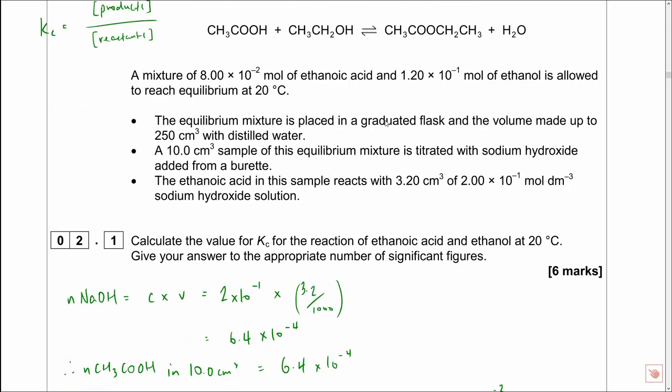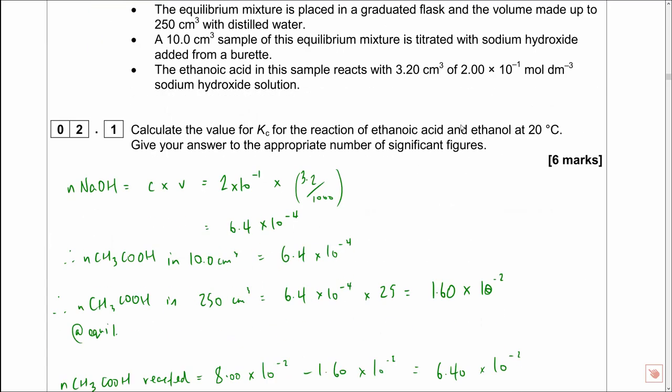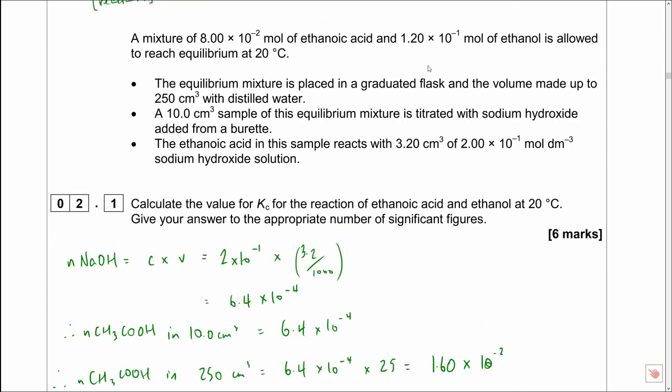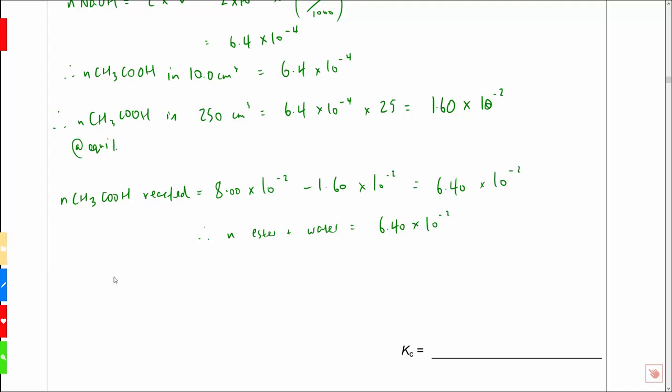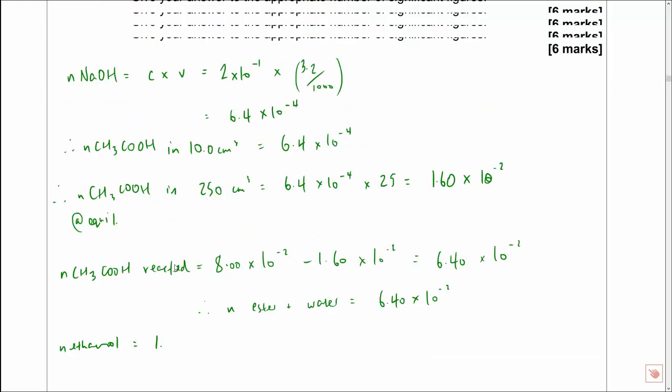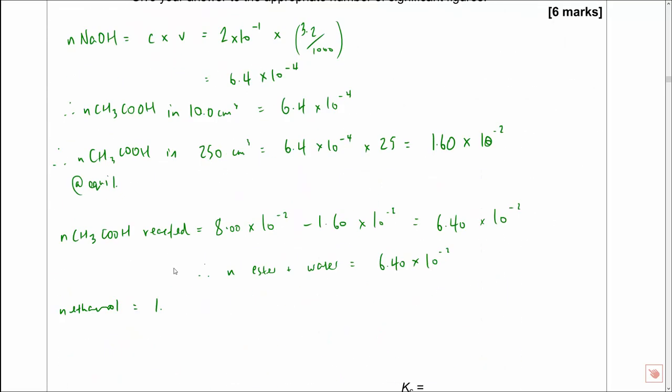We also need to say, right, so my ethanol. Sneaky different bit of unit there. So my moles of ethanol at equilibrium. Well, how are they expected to do this in such little space? Moles of ethanol equals 1.2 times 10 to the minus 1 minus 1.6 times 10 to the minus 2, because that's the same amount must have reacted, given that it's a 1-to-1 ratio. Sorry, no, hold on. No, it's not at all, is it? Oh, terrible.